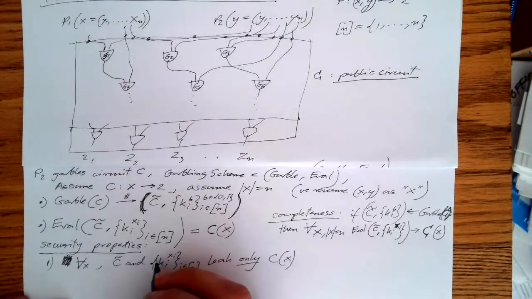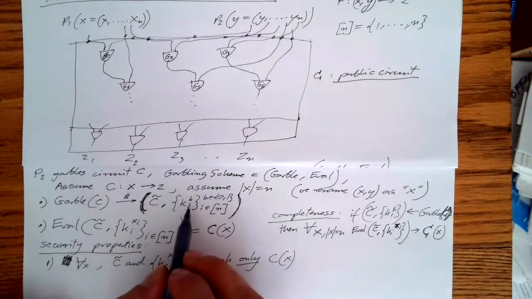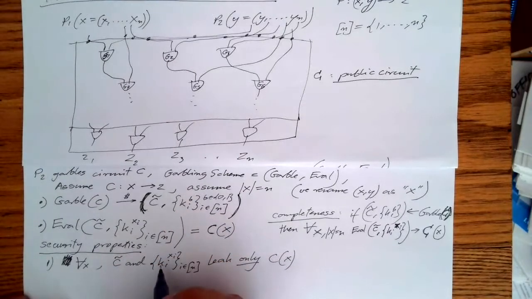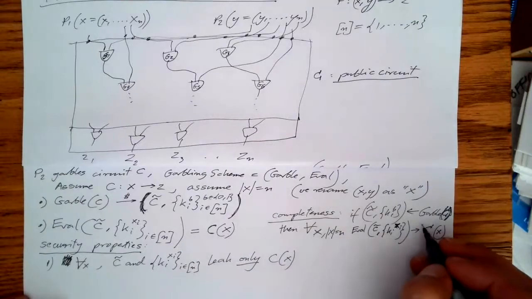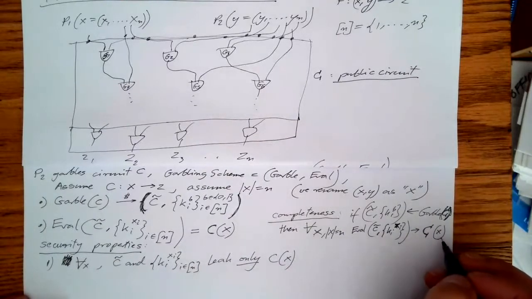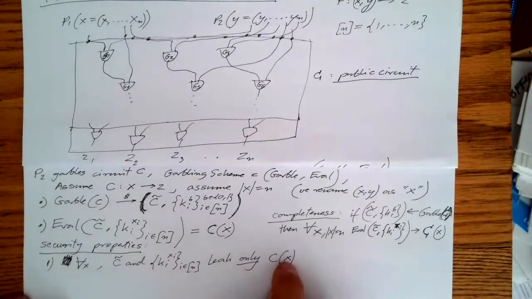When I garble, I create these keys for every bit. If I reveal the set of keys that correspond to some choice of input bits, then by the completeness of eval, I will leak the output of the circuit on that input. But will I allow somebody to compute the value of the circuit on some other X, for example X with one bit flipped, or any other function of X?